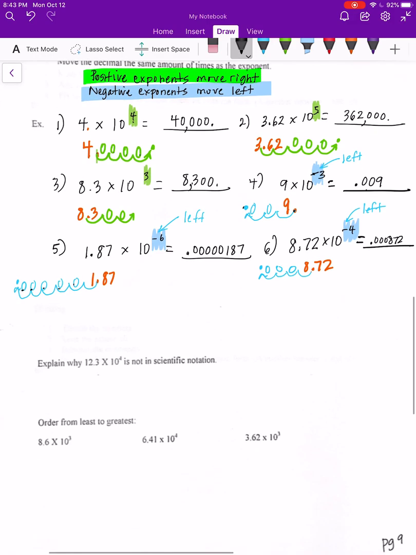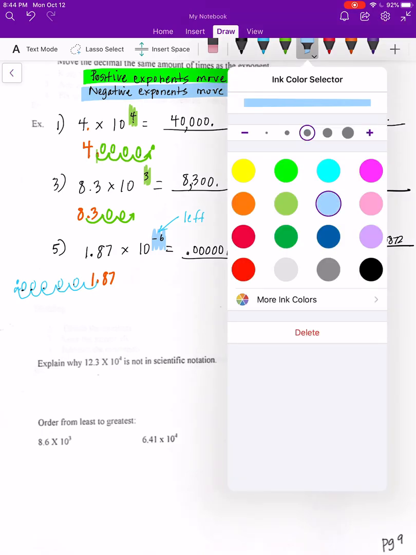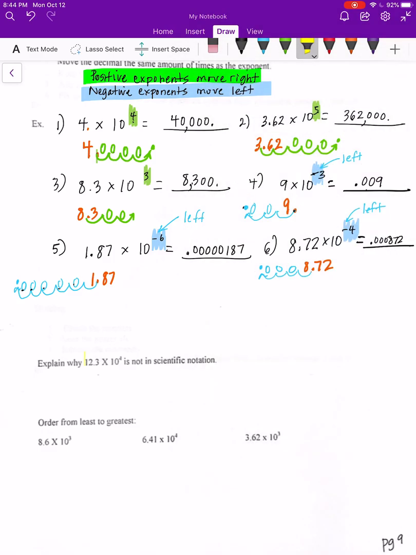All right. So right here, I got a question for you. Explain why 12.3 times 10 to the 4th power is not scientific notation. Do you notice? Did you pick up on it? I'm going to highlight it in yellow because up on the last page we highlighted in yellow too. What's wrong with that? Well, 12.3 is not a number between 1 and 10.